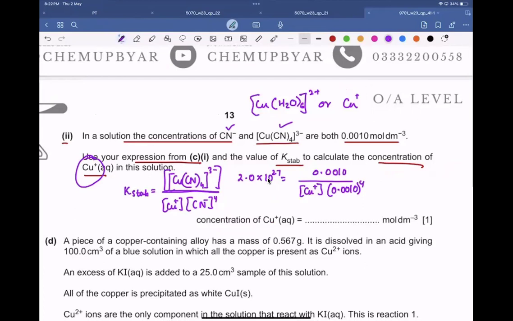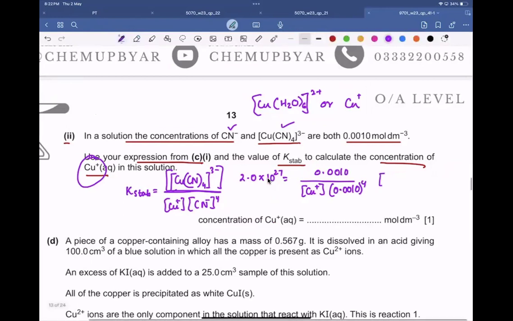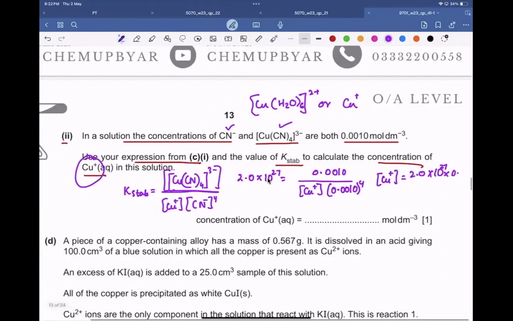No, these two are not the same. In terms of oxidation number, they are two different species. So the concentration of copper 1 positive is going to be 2.0 times 10 to the power 27 multiplied by 0.001 raised to the power 4, divided by 0.0010. Can anyone calculate it and tell me the answer? Shahan, 2 positive ion and 1 positive ion obviously have a different oxidation state, so they are going to be considered as different species, okay?